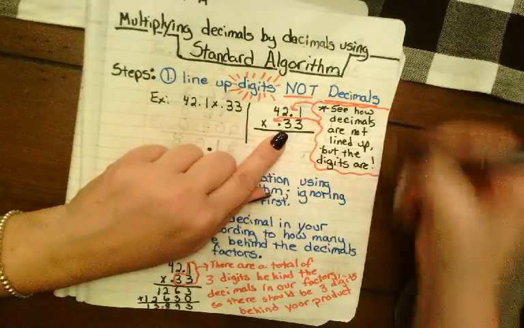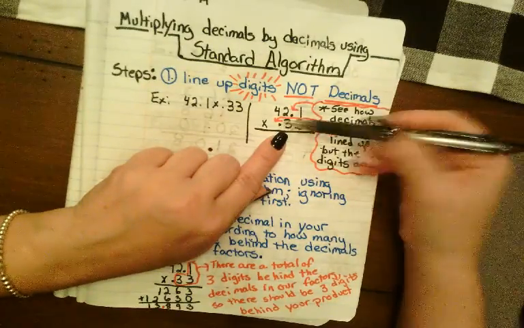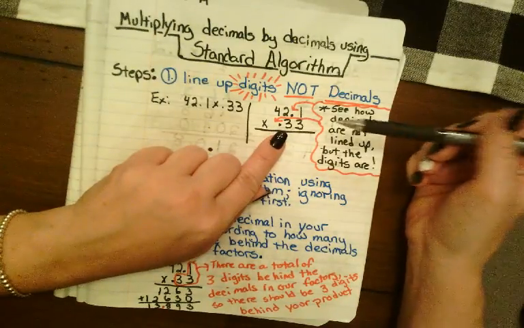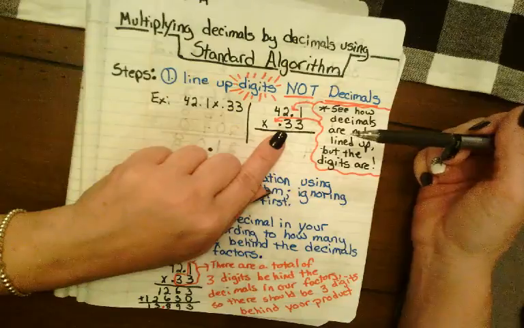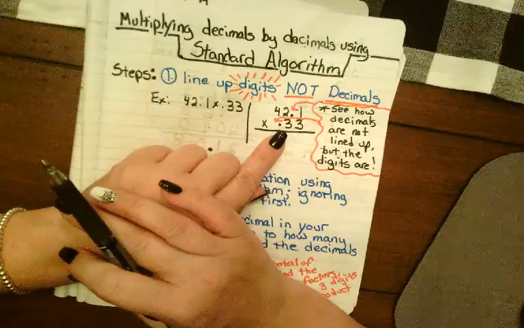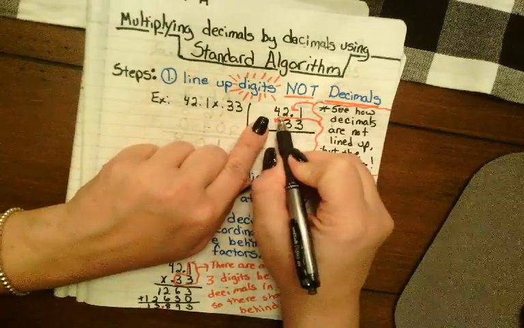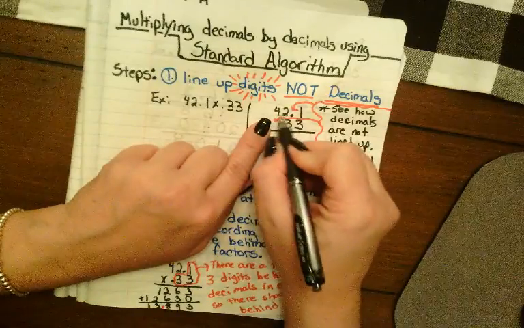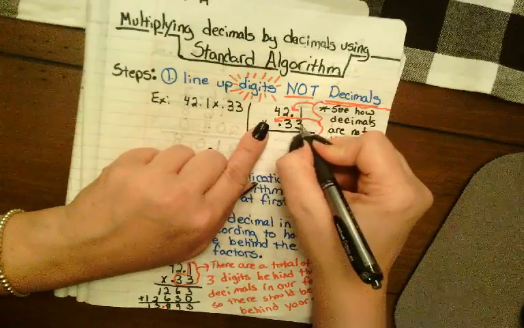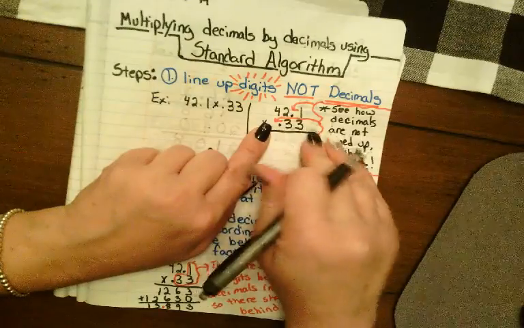Then you line up the digits, not the decimals, which I know goes against what you've been taught in the past. Remember when you were younger and you added or subtracted decimals, your teachers always told you to line the decimals up. When we multiply decimals, this is not the case, my friends. This is where we change the rules a little bit. So notice what I did. I just lined up the digits. 42.1. Then I had 0.33, so then I put 33 and then my point. Don't try to match up the decimals, just line up the digits.